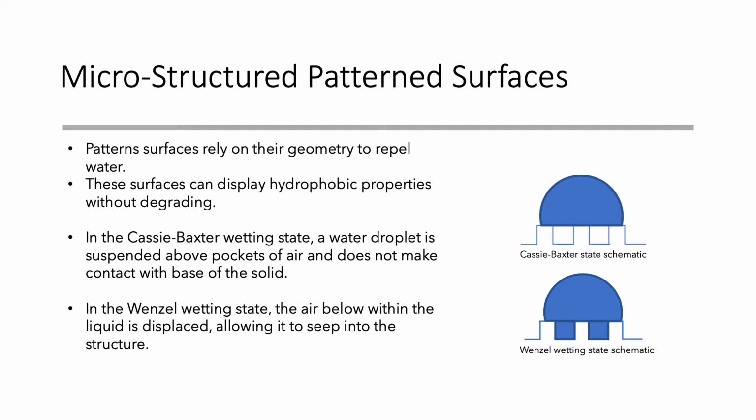Microstructured patterned surfaces have been proven to provide a robust solution regardless of their material energy. They are fabricated with increased roughness and utilize their geometry by trapping air below the suspended droplet, preventing it from penetrating the structure. This state is referred to as the Cassie-Baxter wetting state. Certain structured surfaces can display hydrophobic properties even when the droplet makes contact with the surface. This state is referred to as the Wenzel wetting state.